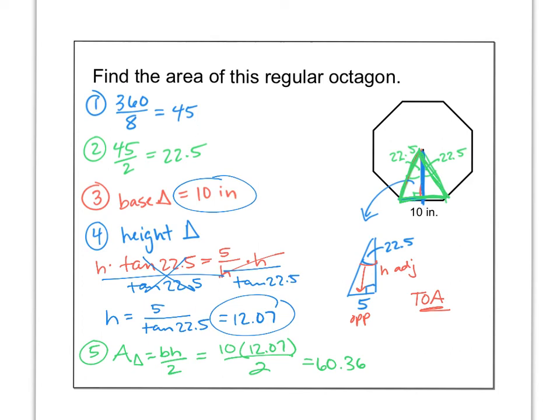It's an octagon. It's going to take 8 of those triangles. And so our last step, step number 6, is we are going to take 60.36 and multiply by 8 because it will take 8 triangles to fill the octagon, which is 482.84, and it's inches squared. Those are hard. I mean, keep practicing those. There's just so many steps. You can do it. Keep at it.